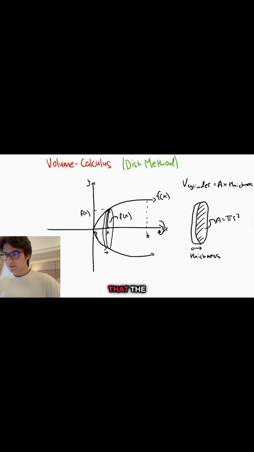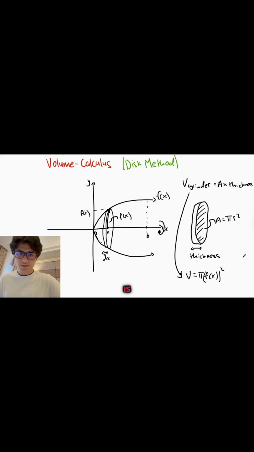Then we'd also say that the thickness right over here is dx. And so if we go ahead and evaluate the volume of the cylinder, it's going to be the area, which is pi times f of x squared, since the radius is f of x, and then times the thickness, which is dx. Now, this is of course just for one single cylinder.